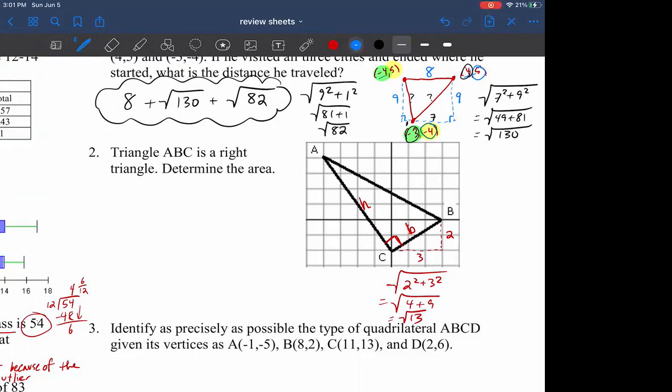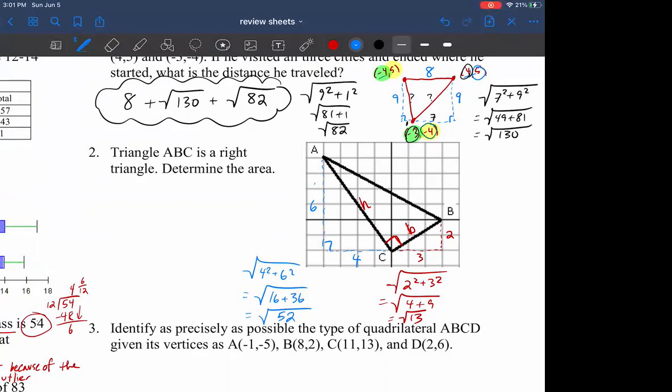Then for the height, think of this right triangle right here. It is 1, 2, 3, 4 wide. 1, 2, 3, 4, 5, 6 tall. So that is going to be the square root of 4 squared plus 6 squared, which is the square root of 16 plus 36, which is the square root of 52. Okay.